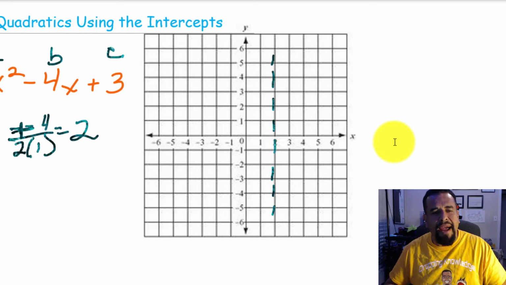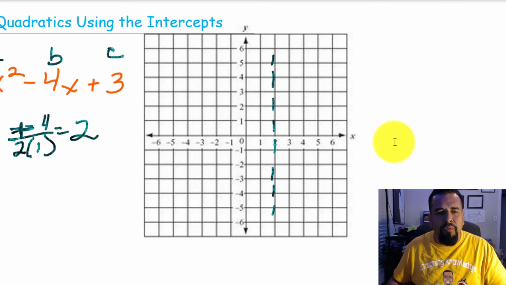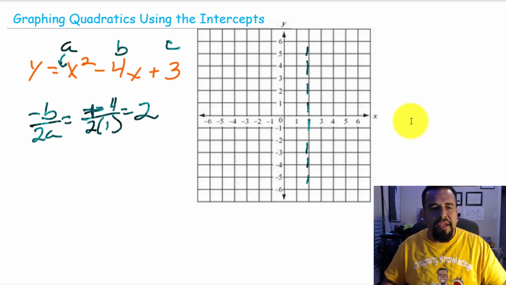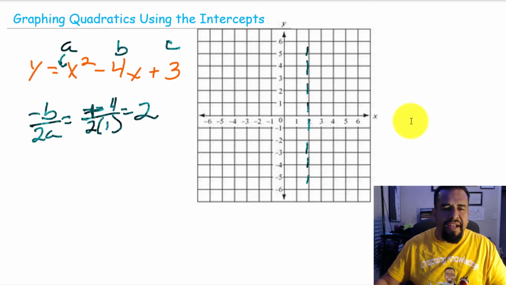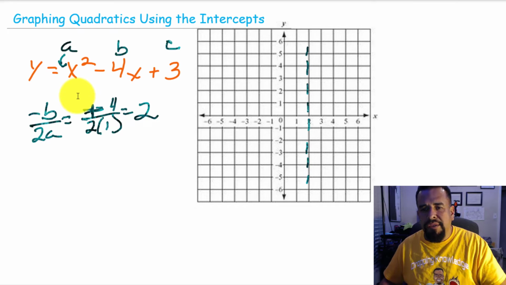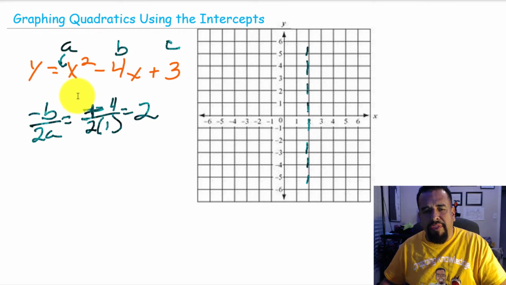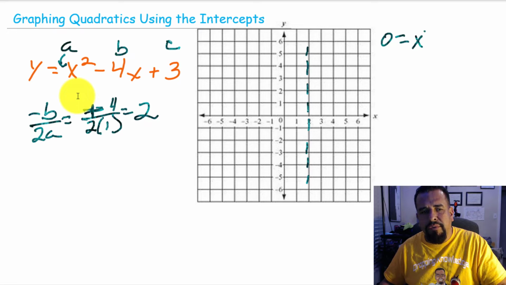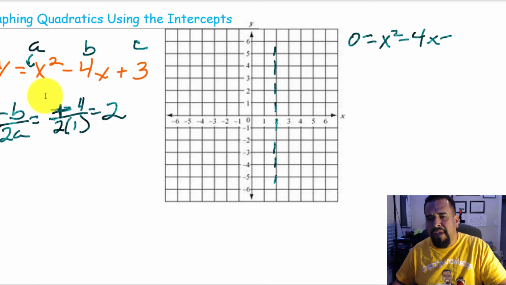So now that I found my axis of symmetry and graphed it, let's go ahead and find our x-intercepts. To find the x-intercepts, I need to set this whole thing to 0. And you know what? I'm going to factor it. So let's do this. I'll write it on this side: 0 equals x squared minus 4x plus 3.